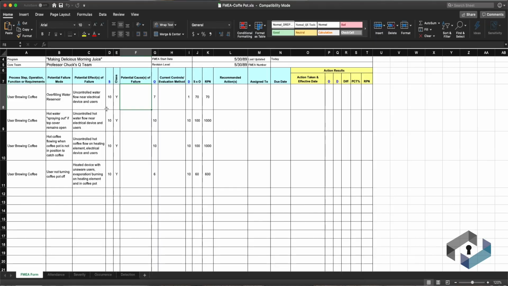So those three, when put together, give us a much better view on a priority to figure out what do we work on next. Let's go back to my reservoir. We'll bring up that spreadsheet here.